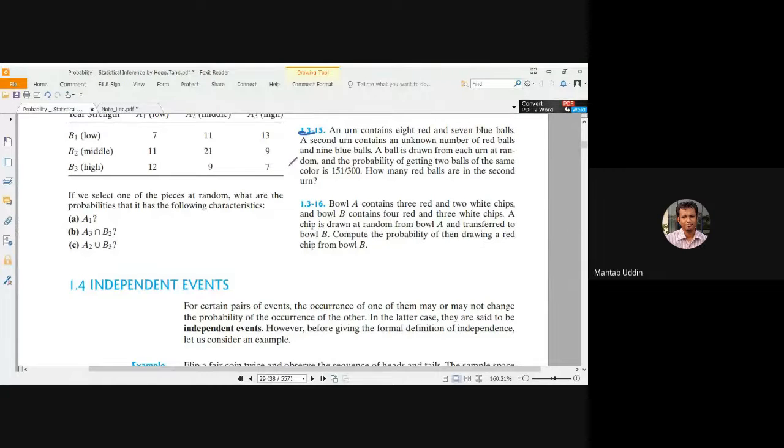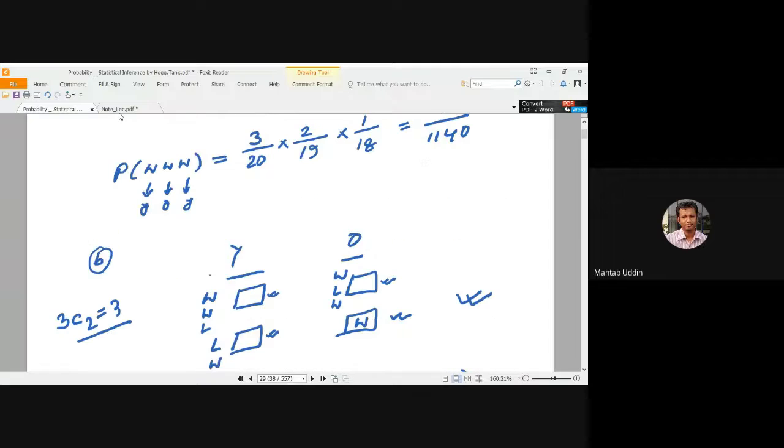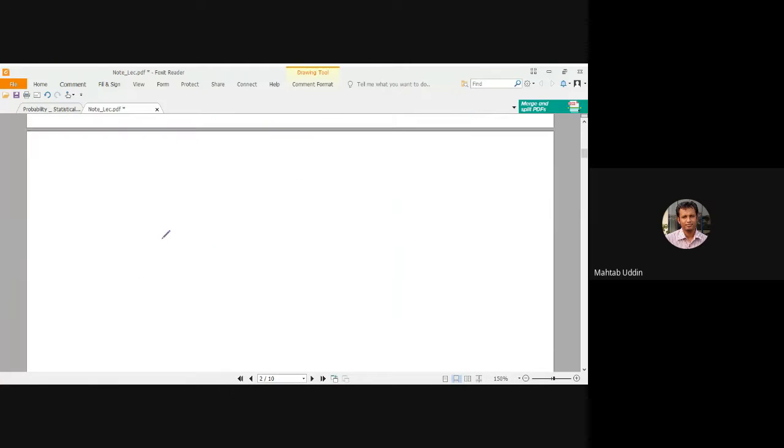Look at it. An urn contains 8 red balls. Say this is the first urn, urn 1: 8 red balls and 7 blue balls. So how many in total? 15. Okay.